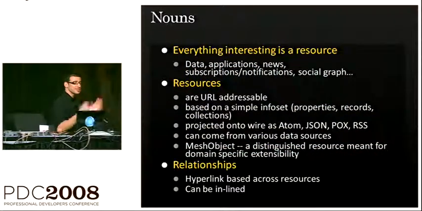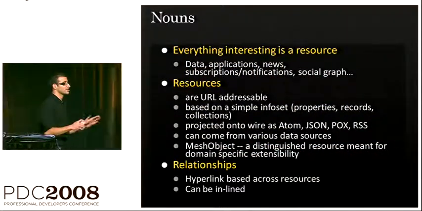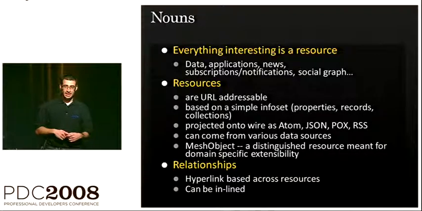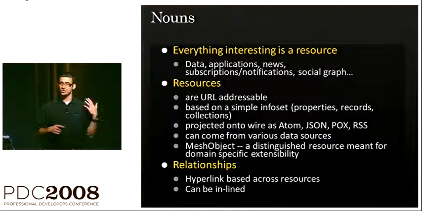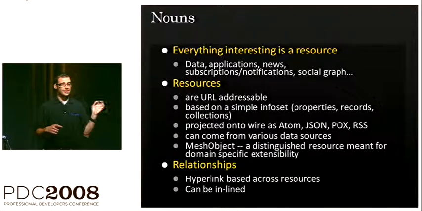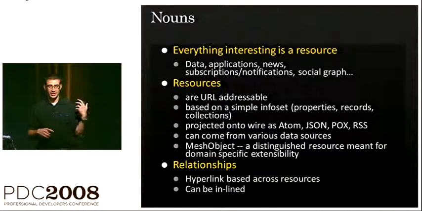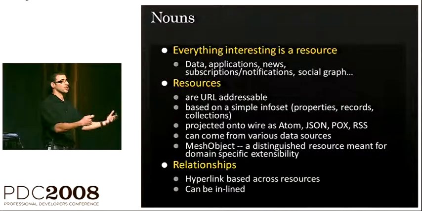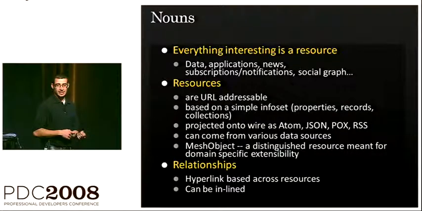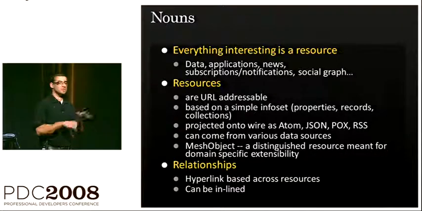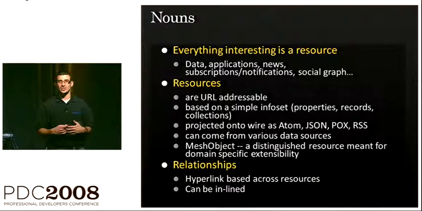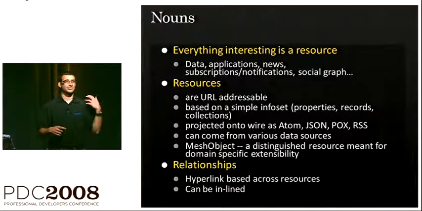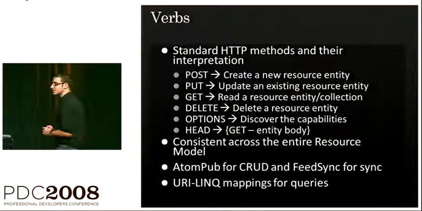The nouns in the system. Everything is a resource. Everything in the Live Framework is a resource, and is treated the same way. Data, applications, news, subscriptions, a social graph all look and feel the same. They're all URI addressable. They're based on this very simple info set: properties, records, and collections. We do this projection over the wire for each of them, nice and lightweight for you. They can come from a million different kinds of data sources, which we like. And you really need to think about the mesh object as that base unit of replication, management, and extensibility in the system.